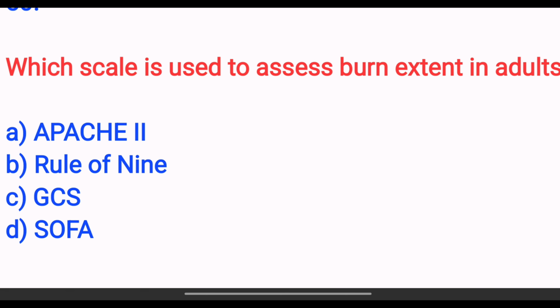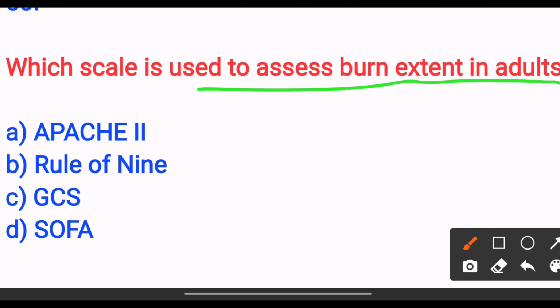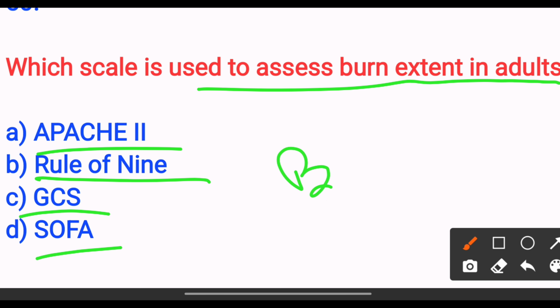Which scale is used to assess burn extent in the adults? Option A APACHE 2, option B rule of 9, option C GCS, option D SOFA. The answer is option B rule of 9. Option B is the correct answer.